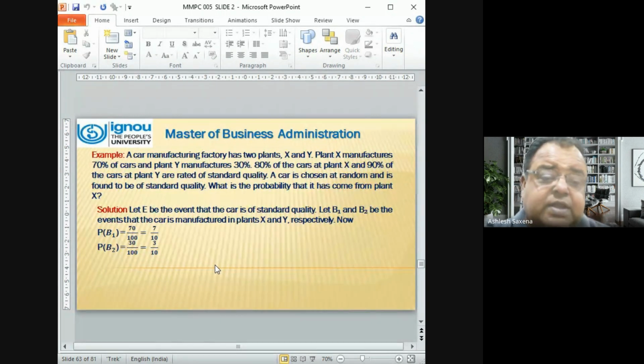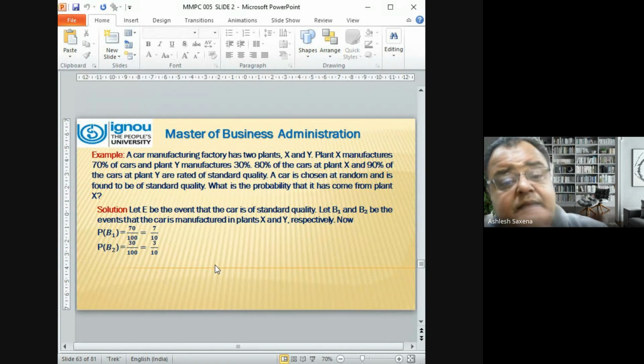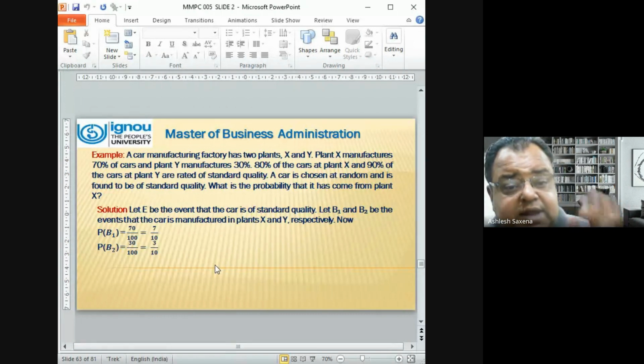A car manufacturing factory has two plants, X and Y. Plant X manufactures 70% of the cars and plant Y manufactures 30%. 80% of the cars of plant X and 90% of the cars of plant Y are of standard quality. A car is chosen at random and is found to be of standard quality. What is the probability that it has come from plant X?